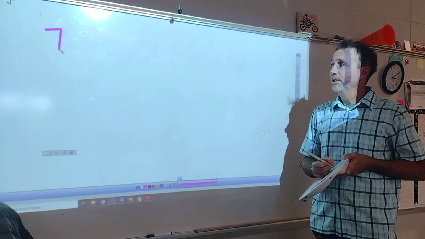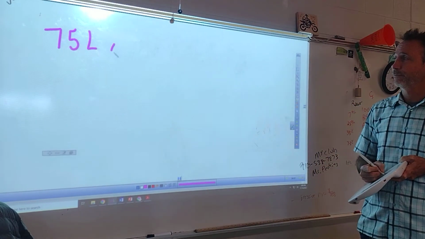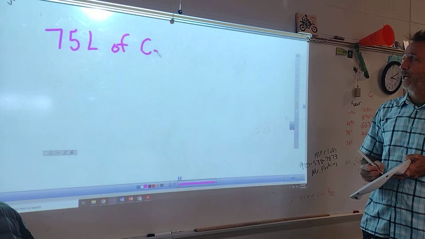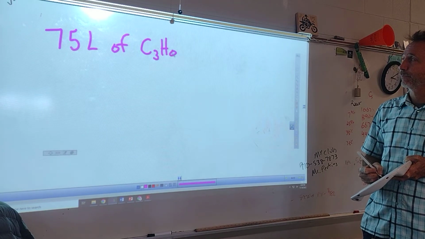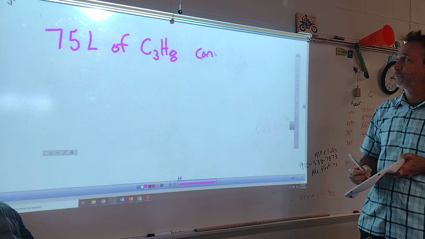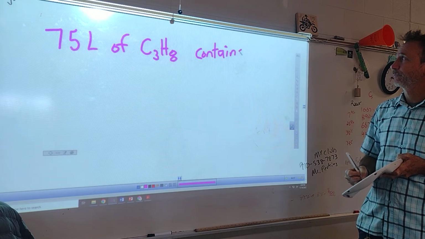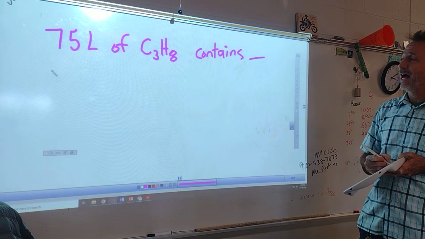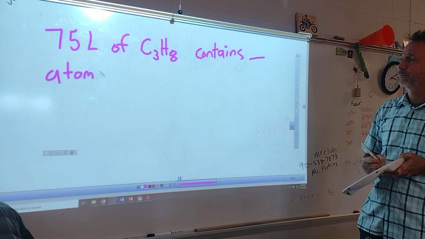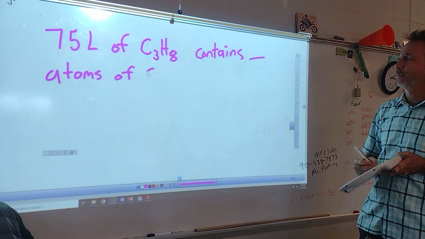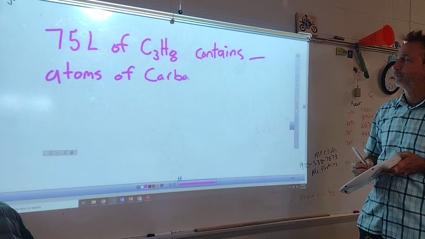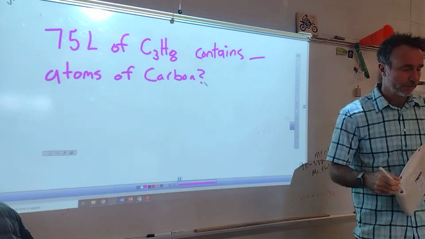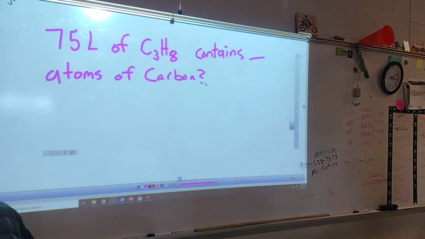75 liters of propane contains blank atoms of carbon? It's the same. It's purposefully the exact same question.